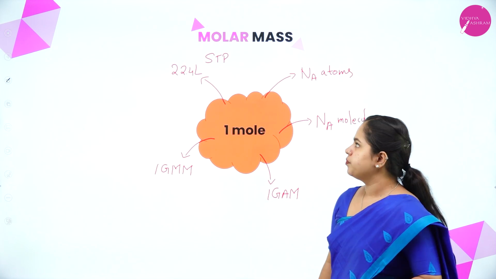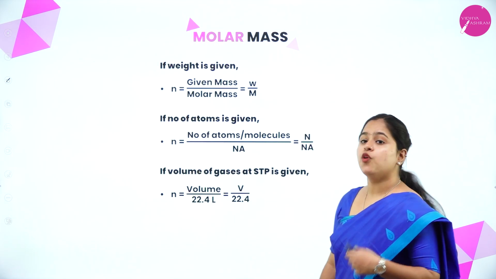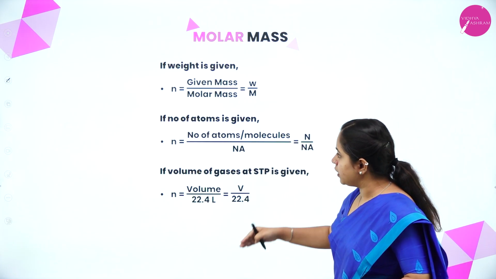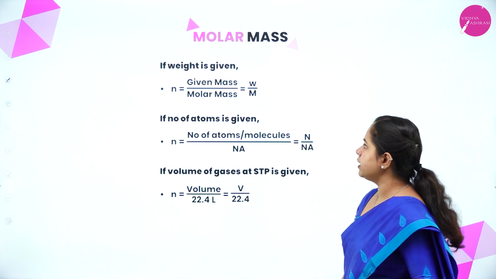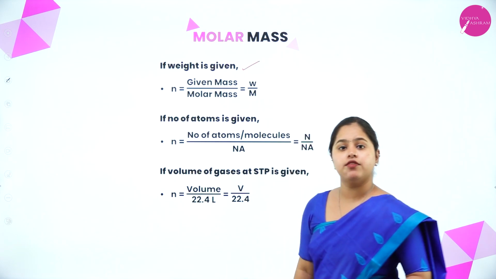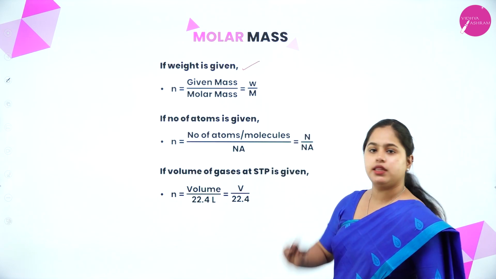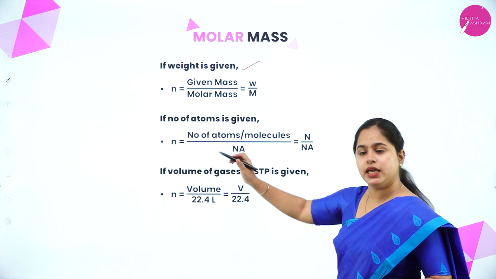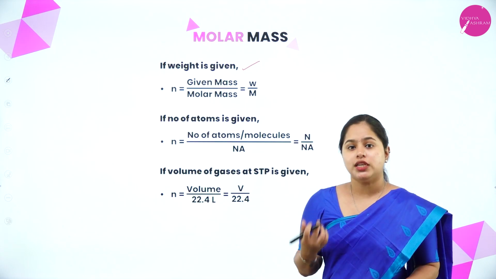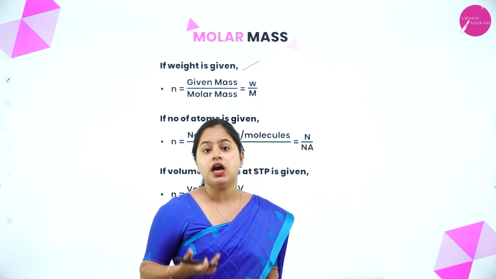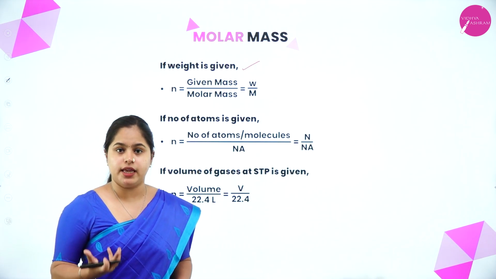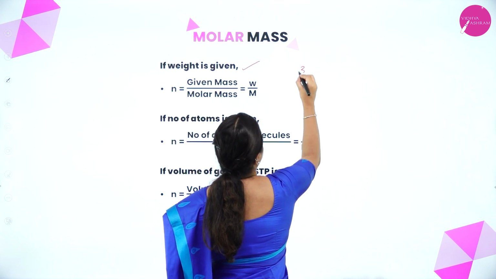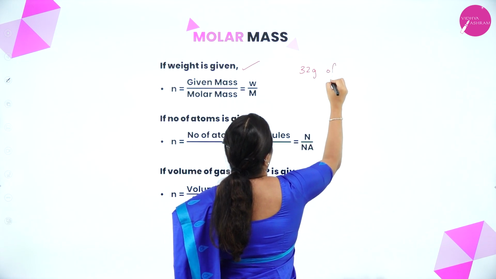Clear? So now let's see in which all ways you can equate your number of moles when different data are given. So if the weight is given in your question, how you can find the number of moles is given here. So that will be given mass by your molar mass. So let us say if the question asks you to find how many number of moles are there in 32 gram of any substance. So let us take 32 gram of methane.